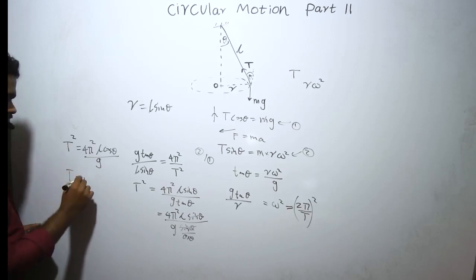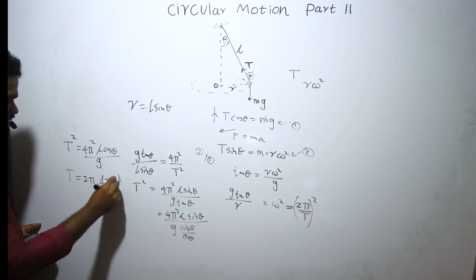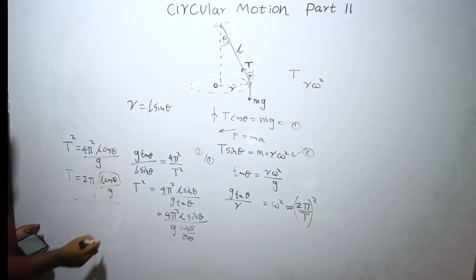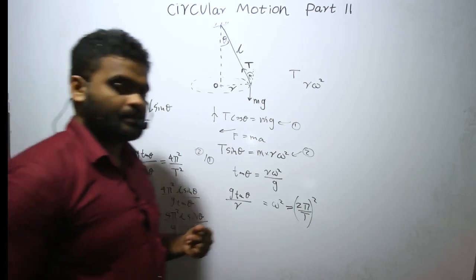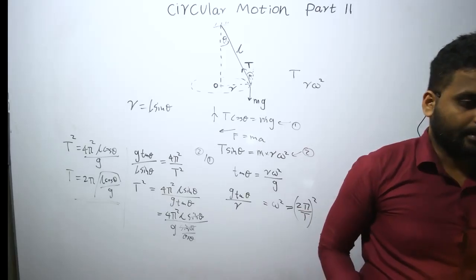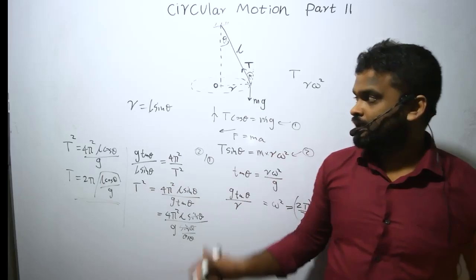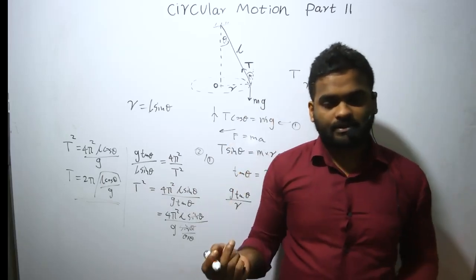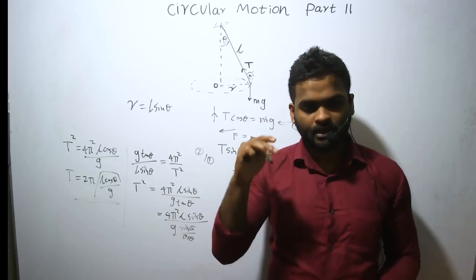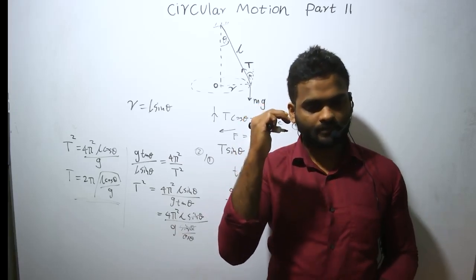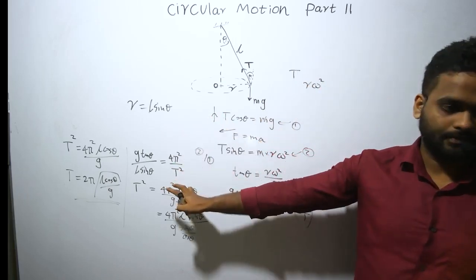Take the root of both sides, you get 2 pi root of L cos theta divided by g. So this is the expression for the time period: 2 pi root of L cos theta divided by g. Actually, you need to practice doing these questions, right? Otherwise, at the exam, at once you cannot do this. So under applications, you need to carefully practice each application when it comes to circular motion.